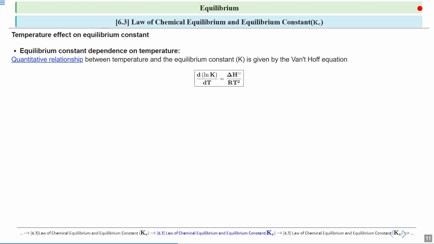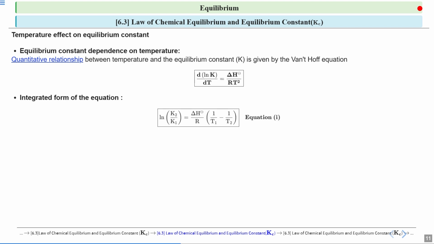It is called the Van't Hoff equation, which says that the differential of ln K is equal to delta H naught by RT squared. If you integrate this equation, you will get ln K2 by K1 equals delta H naught by R times (1 by T1 minus 1 by T2). If you are not interested in learning the equation, no problem. But I suggest you at least try to integrate this, because this kind of question is asked in your exam, which is an aptitude kind, where you are asked to integrate to get a very useful equation. Now, if you follow this equation, you can get several results.